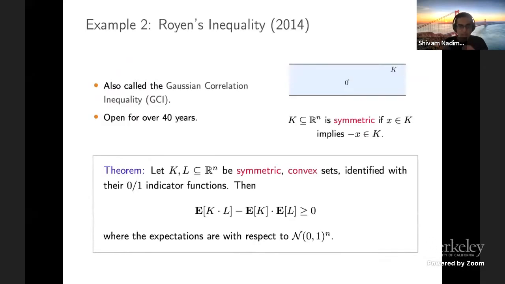Another correlation inequality is Royen's inequality. This was proved in 2014, and it concerns symmetric convex sets of a Gaussian space. By Gaussian space, I just mean R^n endowed with the standard Gaussian distribution, and a set is symmetric if it's symmetric about the origin. In other words, if a point x is in the set, the point obtained by reflecting x through the origin, or flipping the sign of each of x's coordinates, is also in the set. And what Royen showed is that if you've got two symmetric convex sets, then the indicator functions of these two sets are non-negatively correlated with respect to the standard Gaussian distribution.